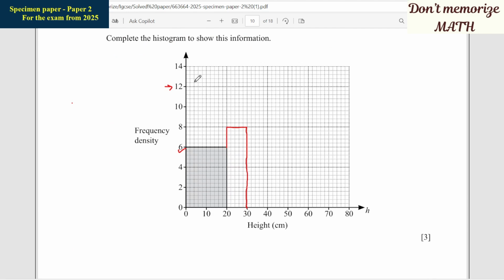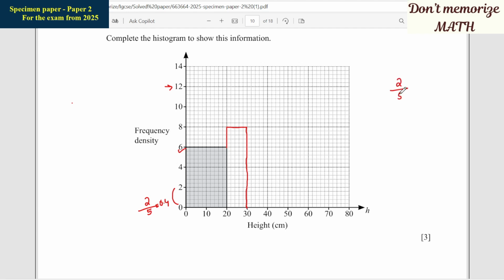Okay. So we need to know one line is representing how much on the y-axis. Let's see that. From here to here we have 2, divided by, we have 1, 2, 3, 4, 5 lines. So 2 over 5, that is 0.4. I will show you how I got 0.4.